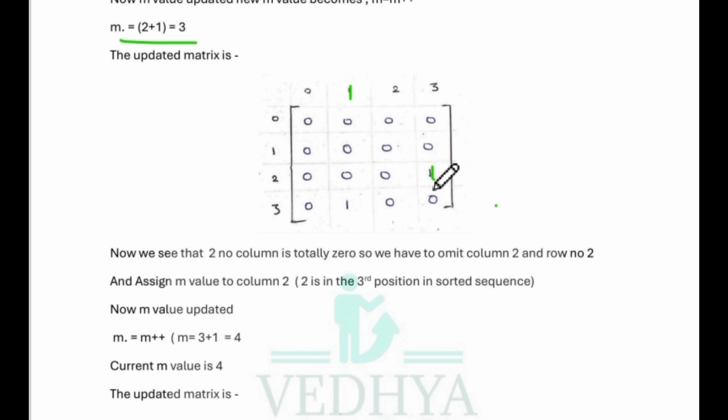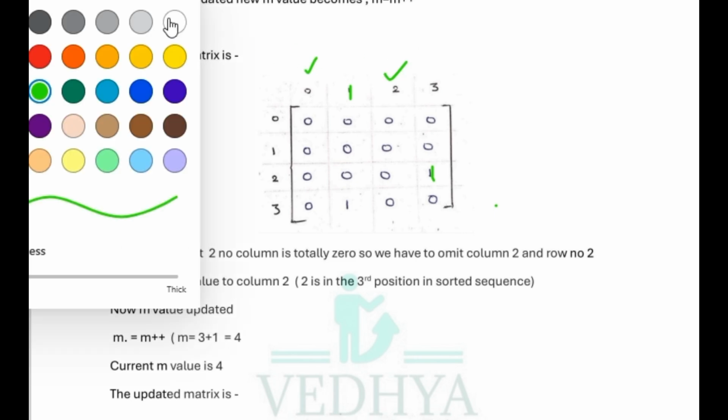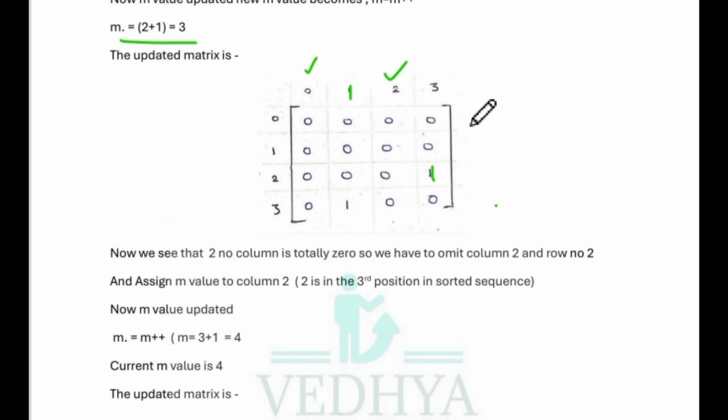So we have to choose any of them, column number 0 or column number 2. Suppose I choose column number 2 as the next one. So we omit column number 2 as well as the same row, row number 2. The matrix looks like 0 1 3 and 0 1 3. Column number 2 is totally 0, so we omit column 2 and row 2.